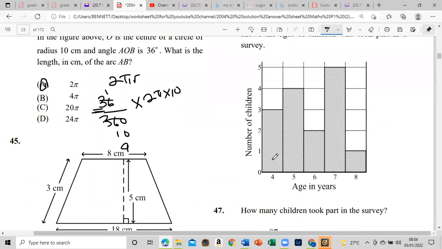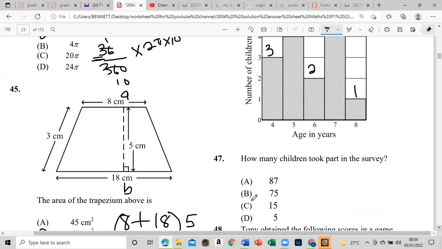So this is the age. It means 3 students of age 4, so that would be the numbers. It's a 5, it's a 1. So let us add up the numbers here: 3 plus 4 is 7, 9, 14, and 1. So that would give us the total number of children in this survey.